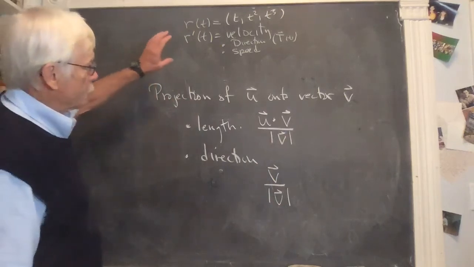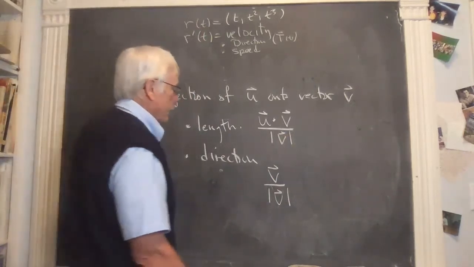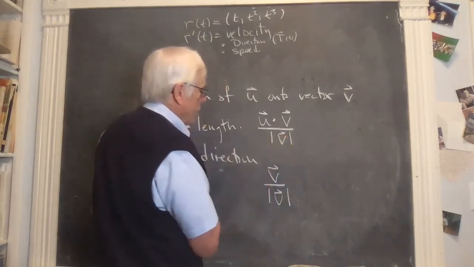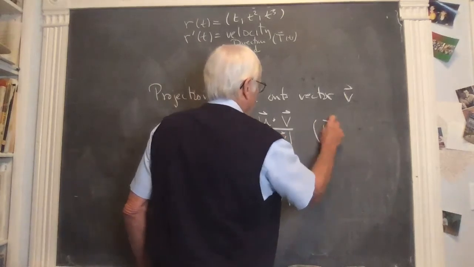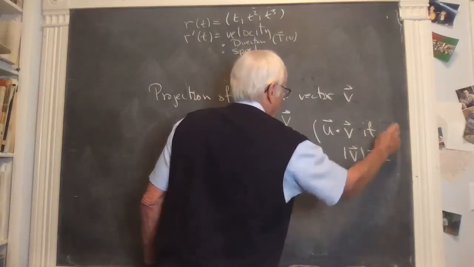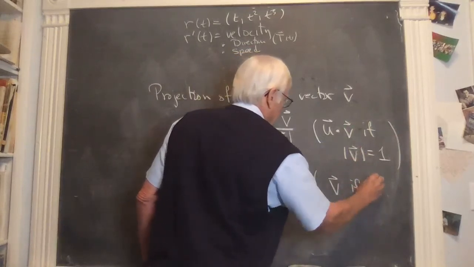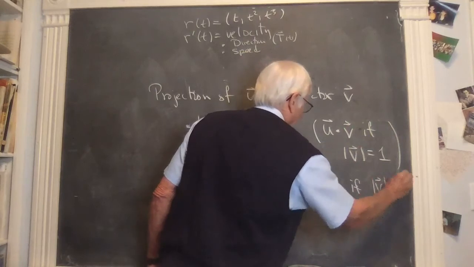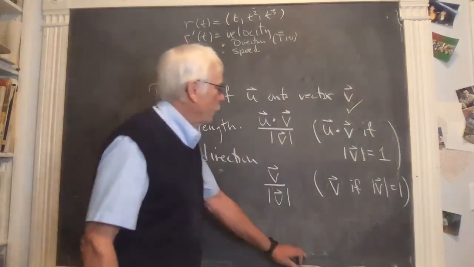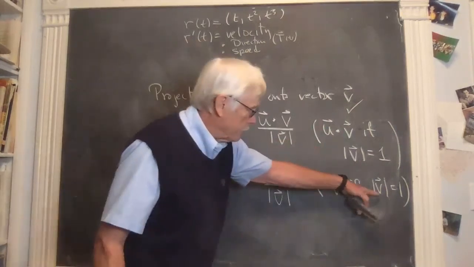Now in our case, we're going to be projecting onto unit vectors, T, N, and B. So if you project onto unit vectors, then the length of v is the denominator here. And so you just get u dot v if the length of v equals 1. And the direction is simply v if the length of v equals 1. And this is the case that we'll be in.